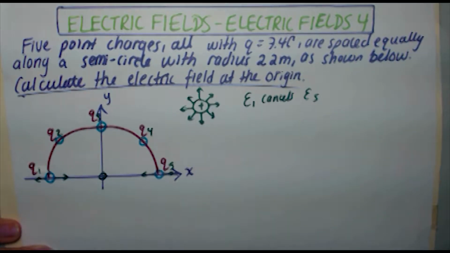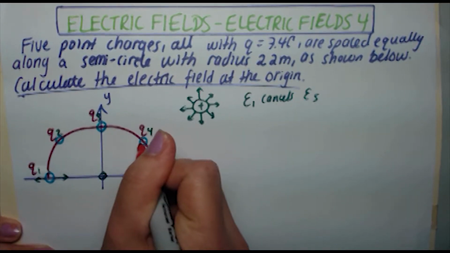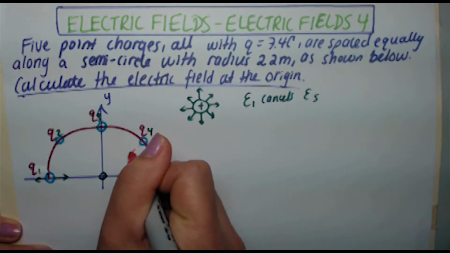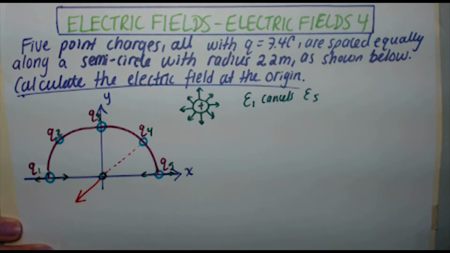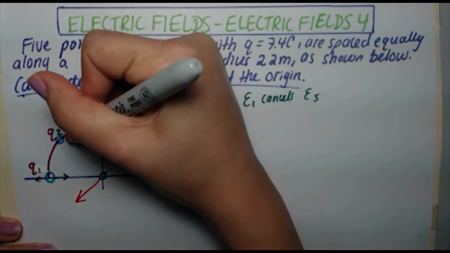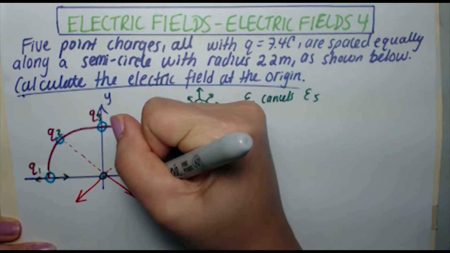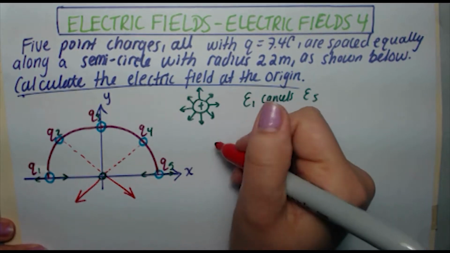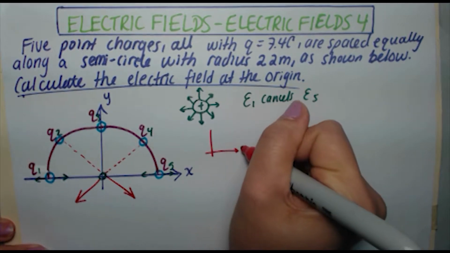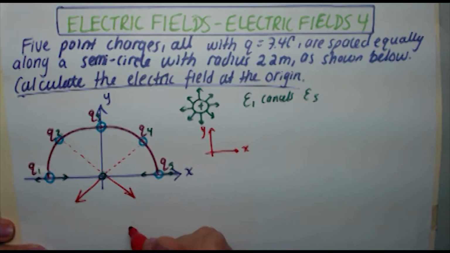Okay, now let's move on to Q2 and Q4. For Q4, again, the electric field is coming out. The part of the electric field coming toward the origin is going in this direction and is coming out in a fashion like that. Same thing with Q2. It's coming towards the origin and it's coming out like this. Now notice something about these two. Yes, they're on angles, so we are going to have components. Let's say that we have X and Y directions. They both have X and Y components.